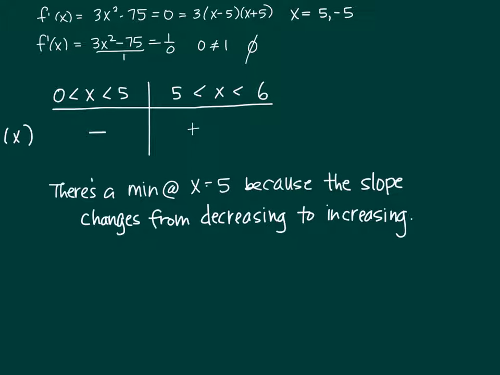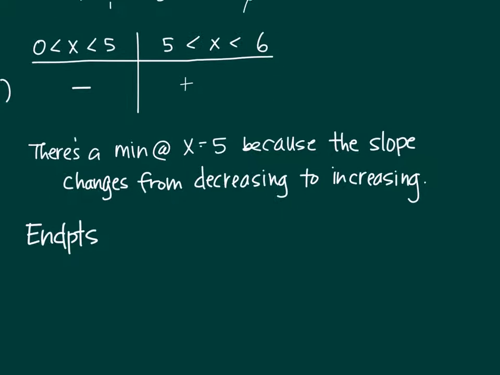We also need to check our endpoints to find out which one of them is the max. So we want to actually check the values of 0 and 6 in our actual equation. So now we're going to check our endpoints, f of 0 and f of 6 themselves. Clearly, if I plug 0 into the function, what do I get? And then you might need your calculator to figure out the other one; it depends on how good you are at mental math.